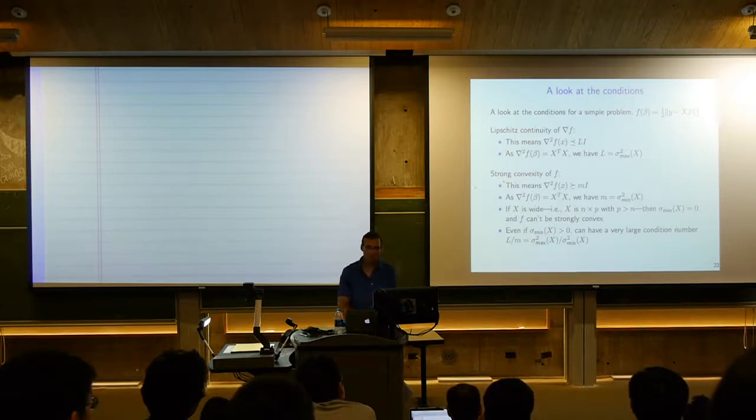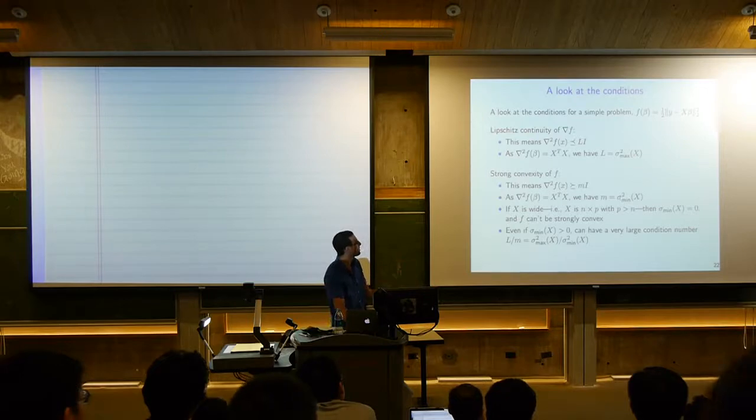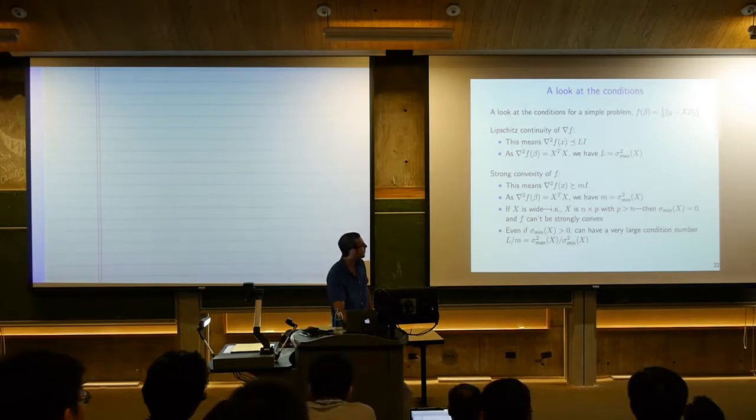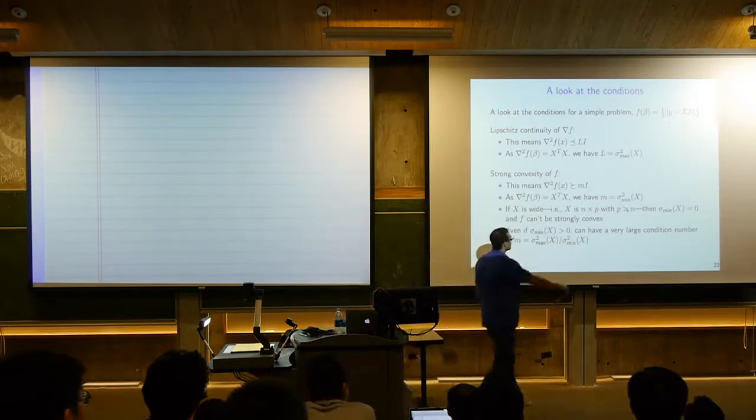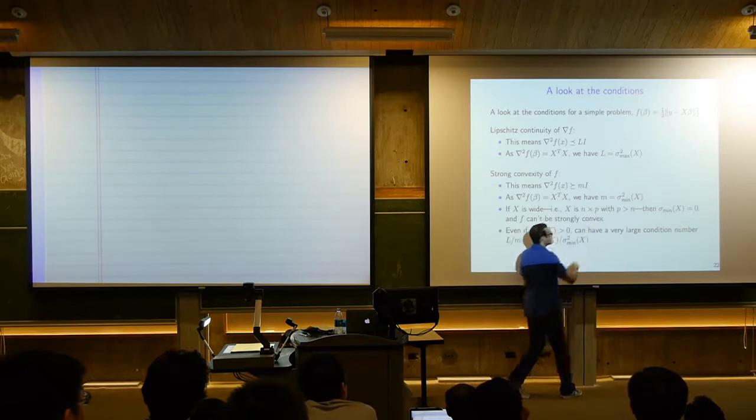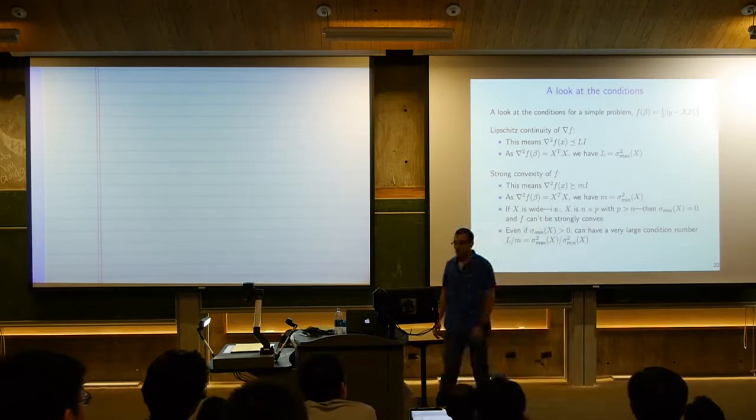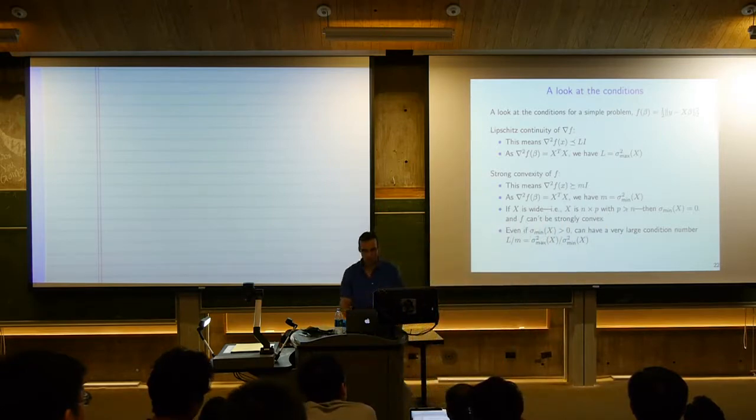Strong convexity, on the other hand, we essentially can do the same calculation and see that we have strong convexity as long as the smallest singular value of x is not 0, if it's bounded away from 0. And in that case, the strong convexity constant is going to be the lowest eigenvalue of x transpose x, or the smallest singular value of x squared.